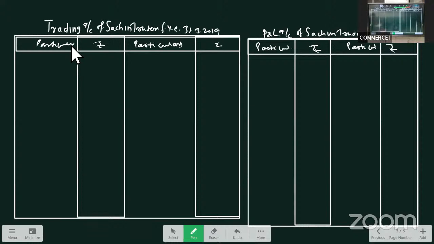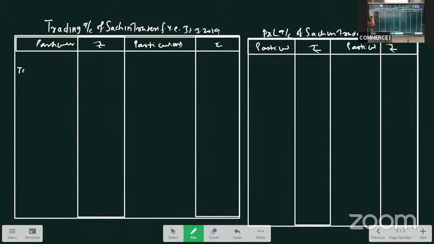Let us first prepare trading and P&L account, then leave the items of balance sheet and take the balance sheet in the end. First see the adjustments: outstanding salary, there is adjustment on salary; closing stock; prepaid insurance, so adjustment on insurance; outstanding wages, adjustment on wages; depreciate machinery, so adjustment on machinery. First item is cash. Cash is an asset.